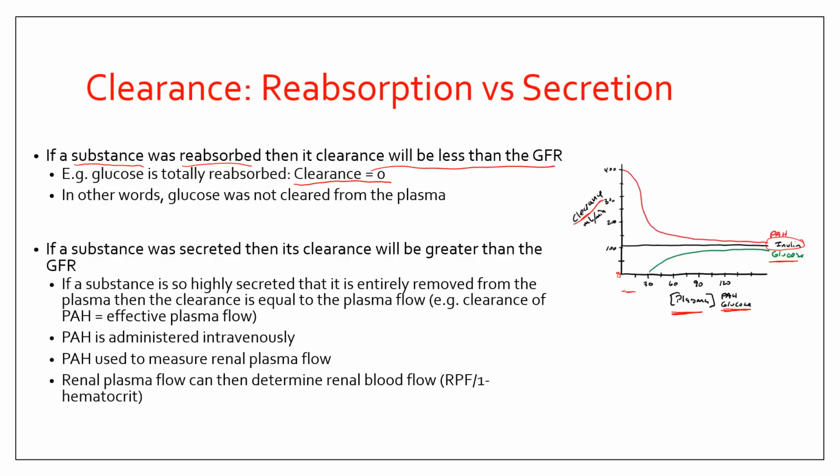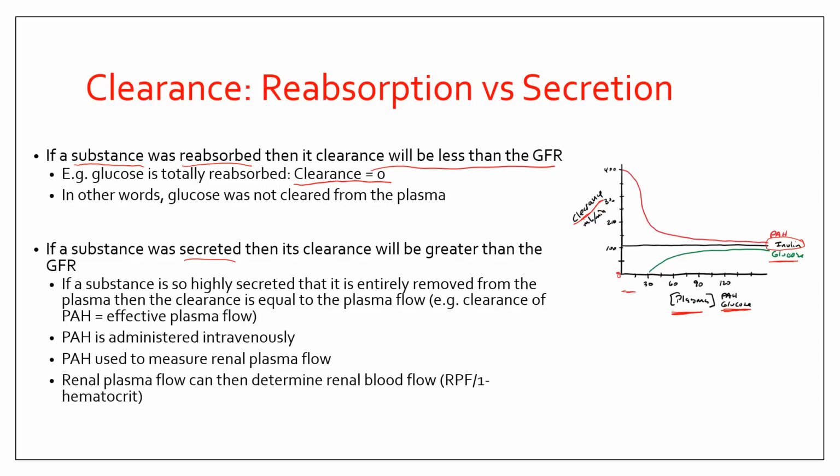Now, if a substance was secreted, then its clearance will be greater than the GFR. And hopefully that makes sense based on the example I gave, because if it's secreted, remember, it's not going to be reabsorbed then, so therefore, like PAH is the example, whatever gets filtered in will get removed. So it's going to be completely removed from the filtered volume, so it at least equals the GFR at that point. But then I'm also secreting it from the peritubular capillaries into the nephron, and also removing it from the peritubular capillary volume as well.